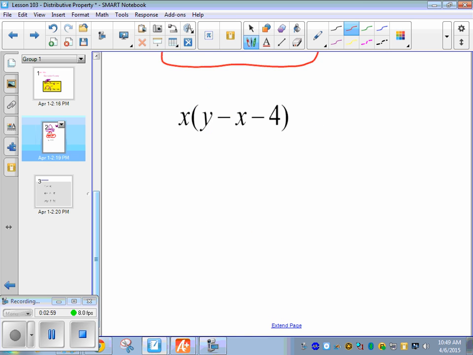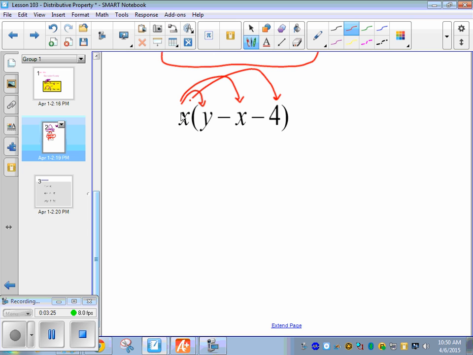Okay, go ahead and write this one down. So we've got an x, and then parentheses y minus x minus 4. So there's 3 terms on the inside. So that means that the x on the outside is going to multiply to 1, 2, 3 things. Okay? So we're going to have 3 different things written down.